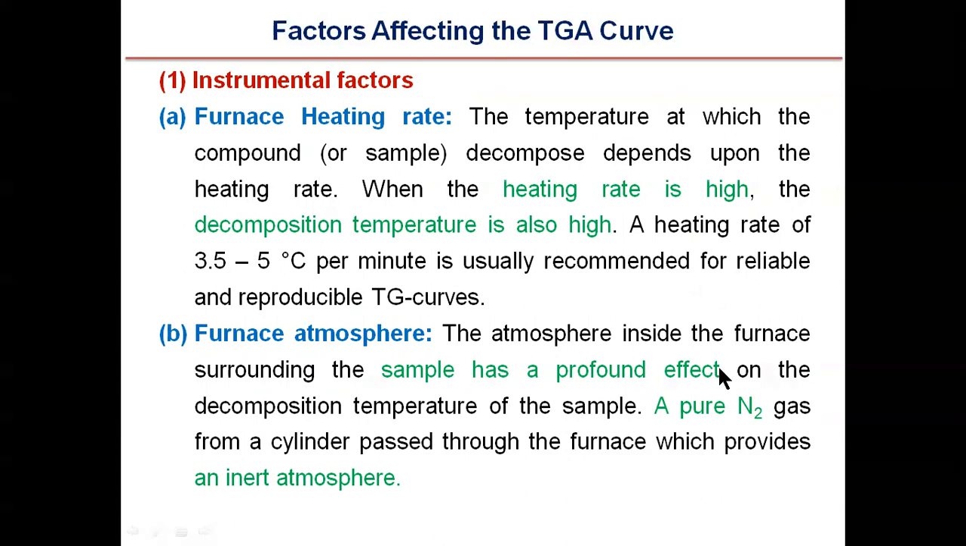See here, the furnace heating rate is very important. The temperature at which the compound or sample decomposes depends upon the heating rate. When the heating rate is high, the decomposition temperature is also high. A heating rate of 3.5 to 5 degrees Celsius per minute is usually recommended for reliable and reproducible TG curves. So the furnace heating rate is one of the main important factors which affects the TGA curve.